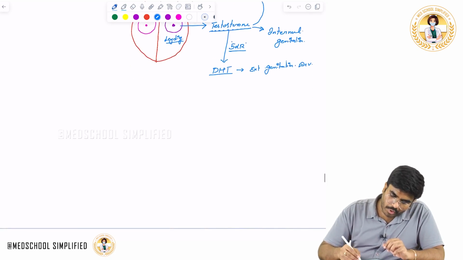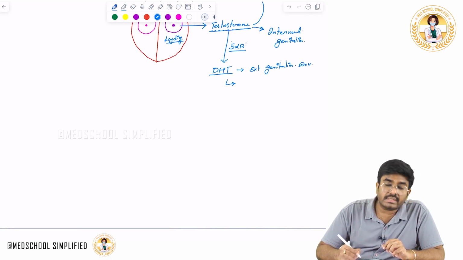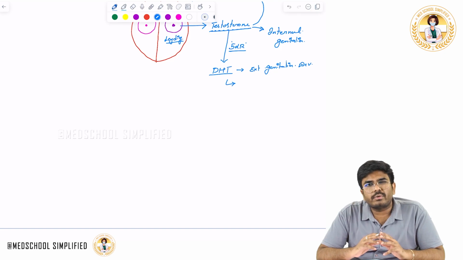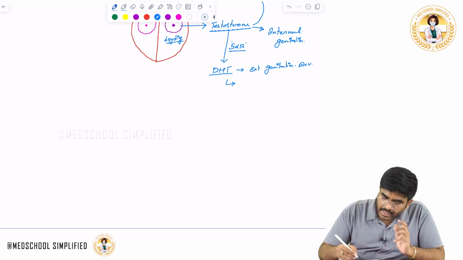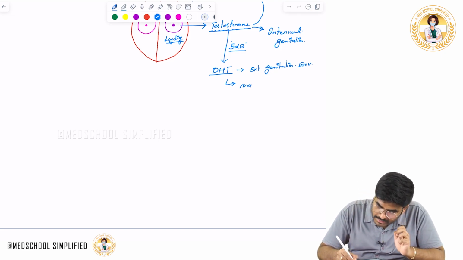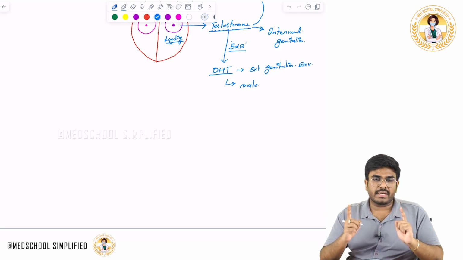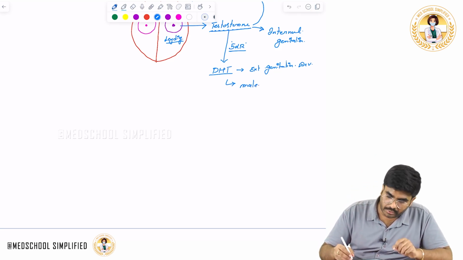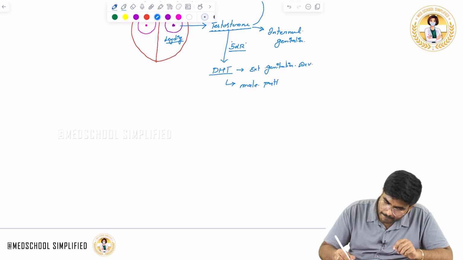Not only that, one more important point about this dihydrotestosterone: it is also going to cause male pattern baldness. Okay, in the males you will get baldness, right? That male pattern baldness is because of this dihydrotestosterone.